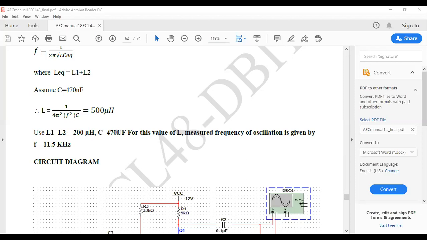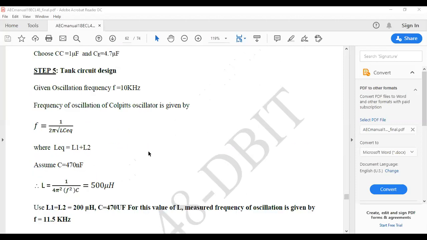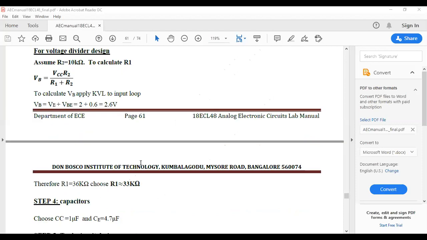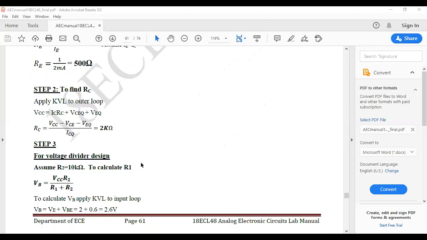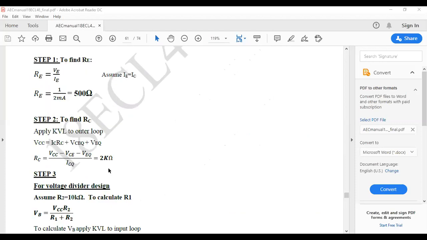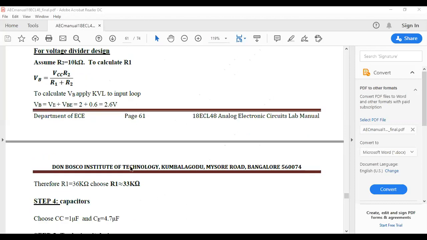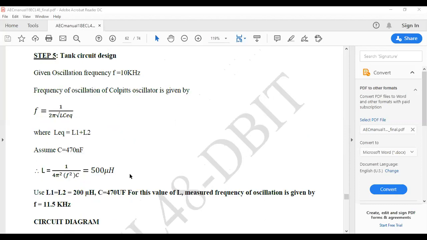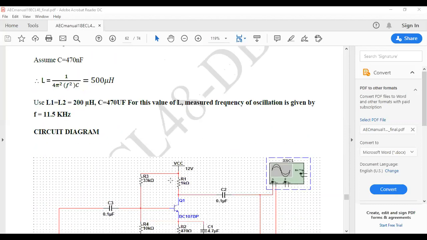So here we have considered the design part. We have considered R1 as 33K and R2 as 10K. You can look at these details, which are there in the manual. Then RE we have considered 500 ohms, RC is 2 kilo ohms, and the capacitor is 4.7 microfarad. Okay, this is what the design includes.